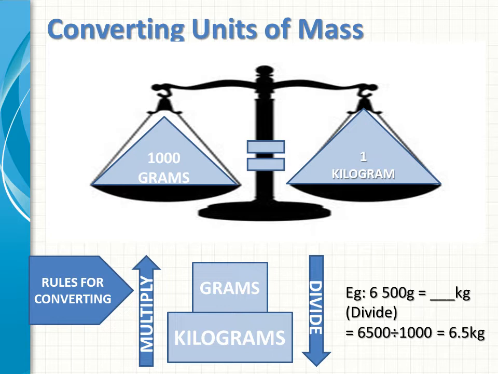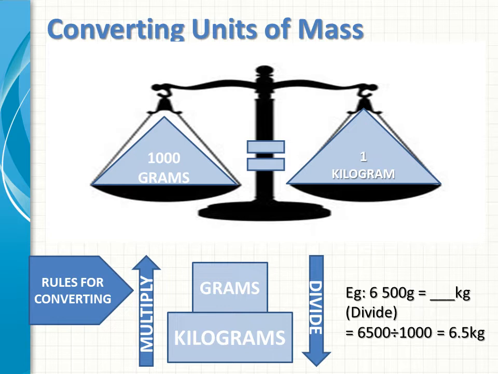We have 1000 grams and also we have 1 kilogram. Do you know what this means? It means 1000 grams is equal to 1 kilogram. So the two of them are the same. We can convert 1000 grams into 1 kilogram. So always remember to convert your unit of mass. 1000 grams equal to 1 kilogram.